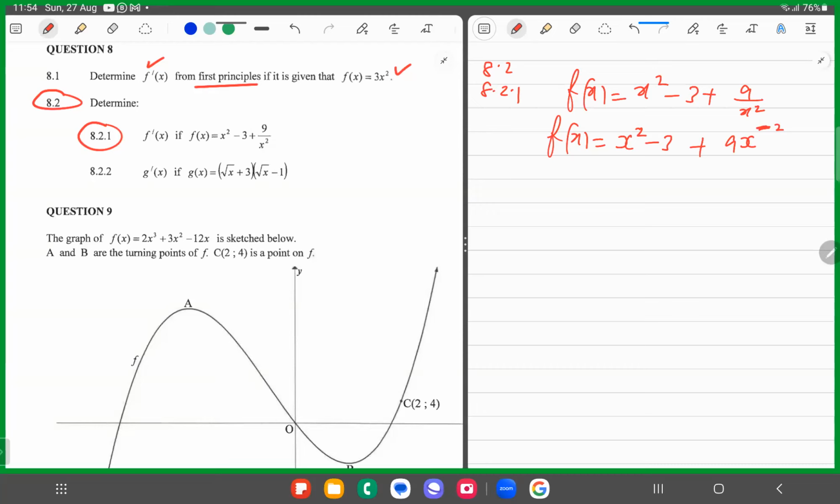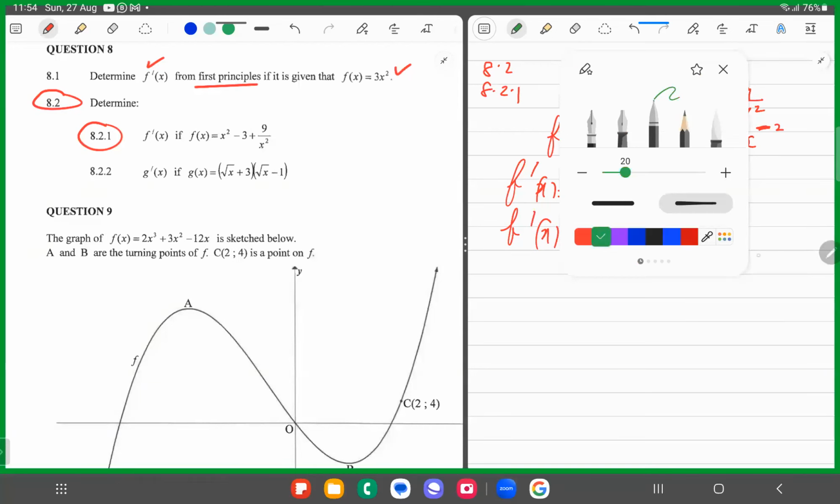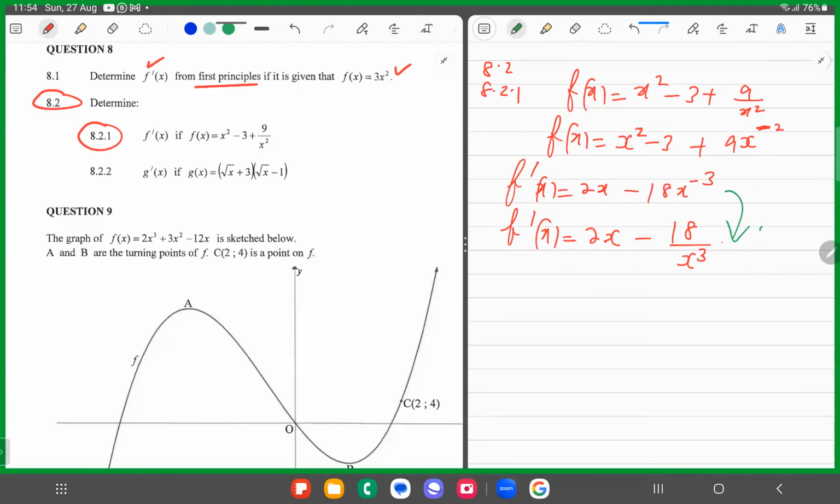Okay, let's find the derivative of the first derivative. So the first derivative is 2x minus 18x to the minus 3. Subtracting 1 from the exponent, f double prime of x is 2 plus 54 over x to the power 4. Normally we write our answers with positive exponents, so we just write it like that.